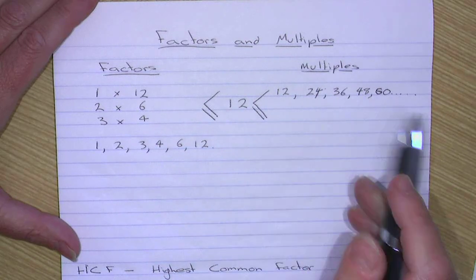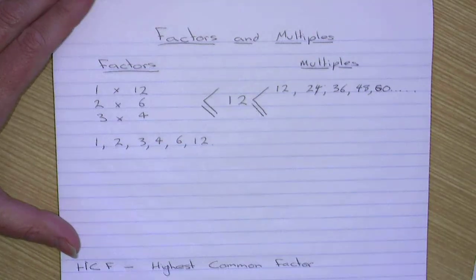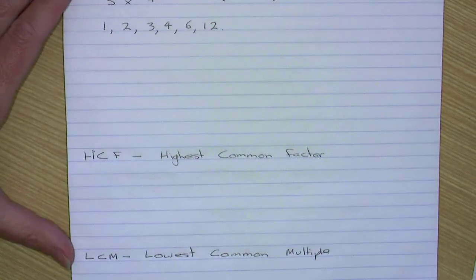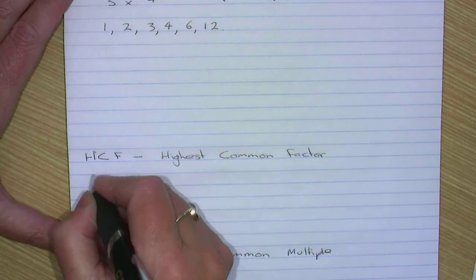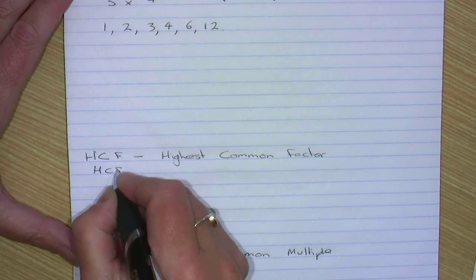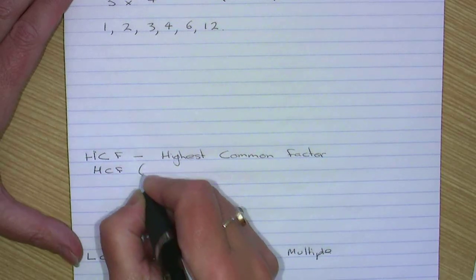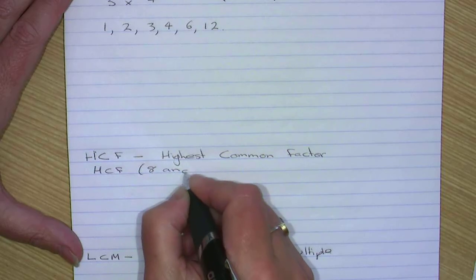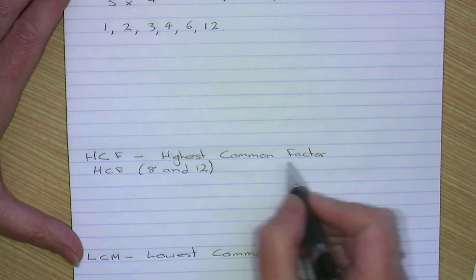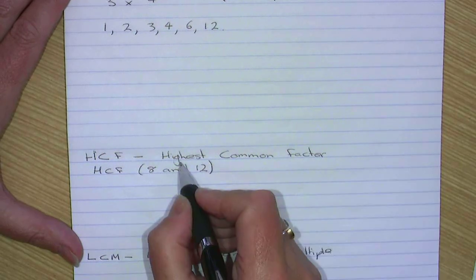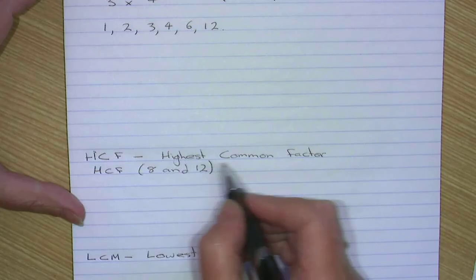So how does this work? If we're asked to find the highest common factor of two numbers, let's ask for the highest common factor between the numbers 8 and 12. So the name says it all. We're looking for the highest number that is common to both, and it's a factor.